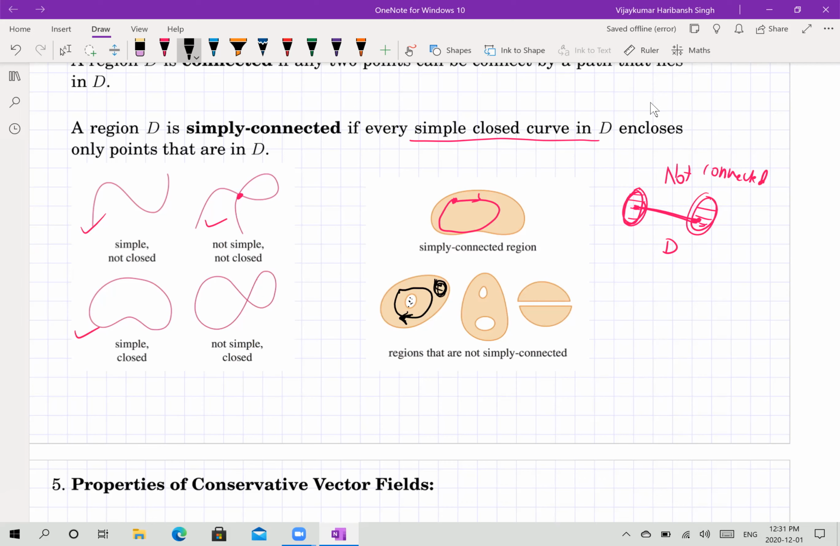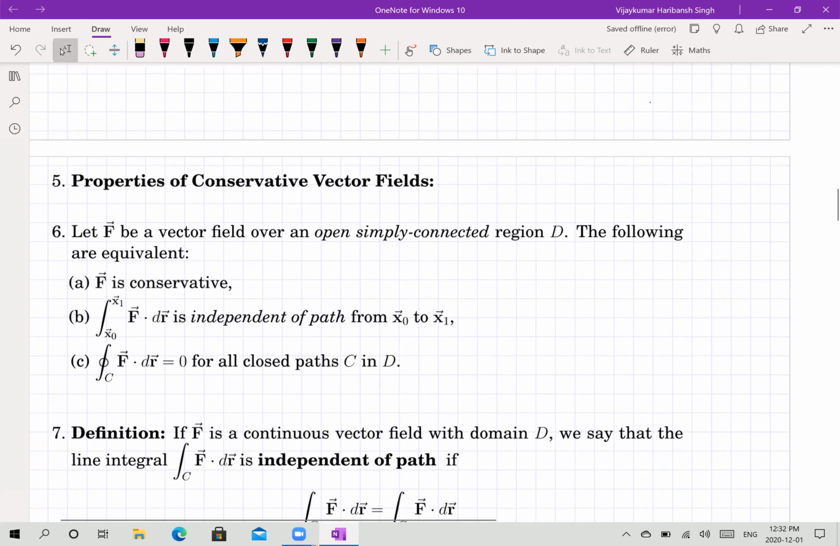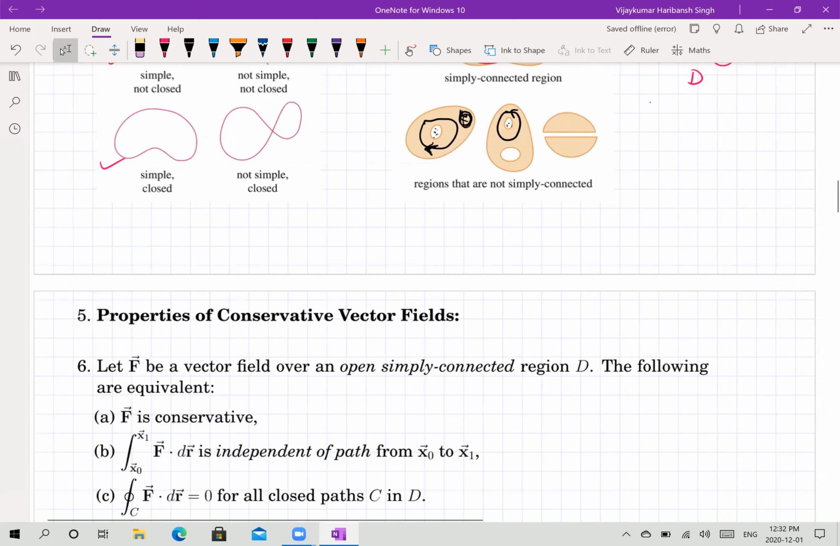So same scenario here too, right? If you took this closed curve, it contains the points which are not in D. So this is not simple, right? Okay, so not simply connected, my bad. So this is the distinction between simply connected and non-simply connected, all right?